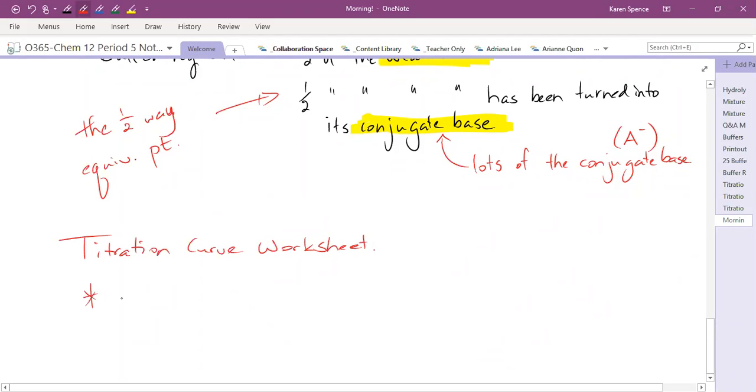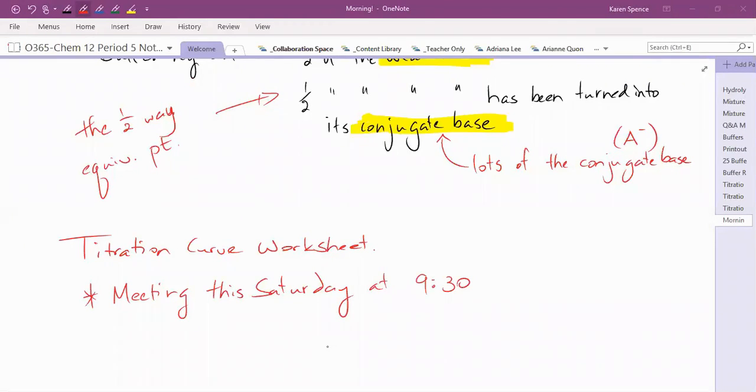Do we remember that we have a meeting on Saturday at 9:30? This Saturday. We talked about that last week. If there is someone who cannot make it for whatever reason, it's not the end of the earth. Again, like always, the meeting will be recorded and I will post it. So if you're concerned about that at all, that's fine. Basically, all we'll be doing is going over questions that you have from the titration curve worksheet. So if there's any problems that you've had, that's when we can go over that.